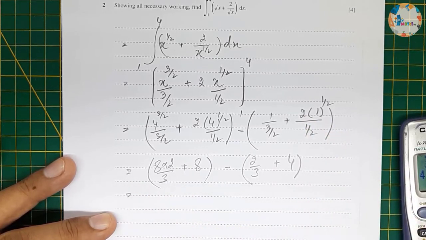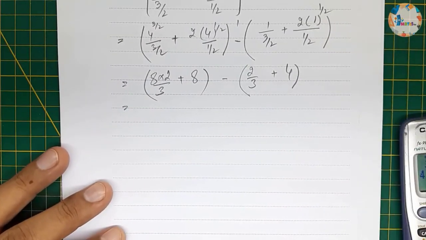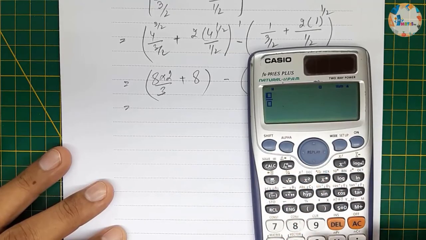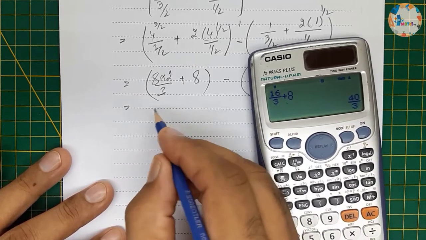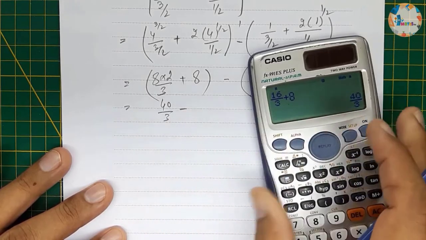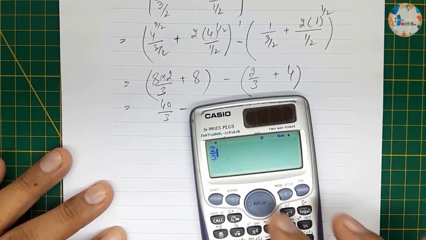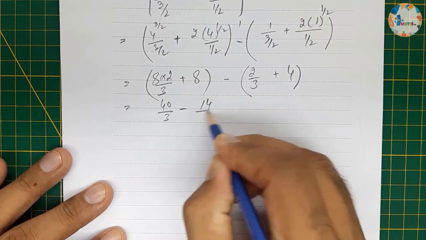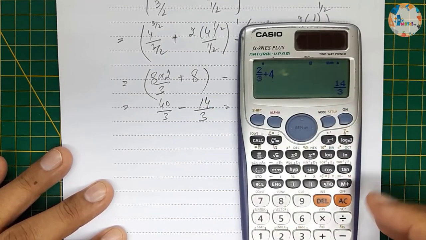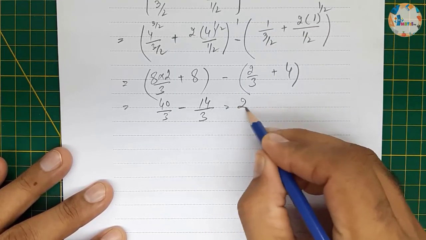Now we can simplify this. So we can write this one as 16 by 3. This will be 16 over 3 and plus 8. This will be equal to 40 over 3, and minus 2 by 3 plus 4. So 2 over 3 plus 4 will be equal to 14 over 3. So 40 minus 14 will be equal to 26 over 3.